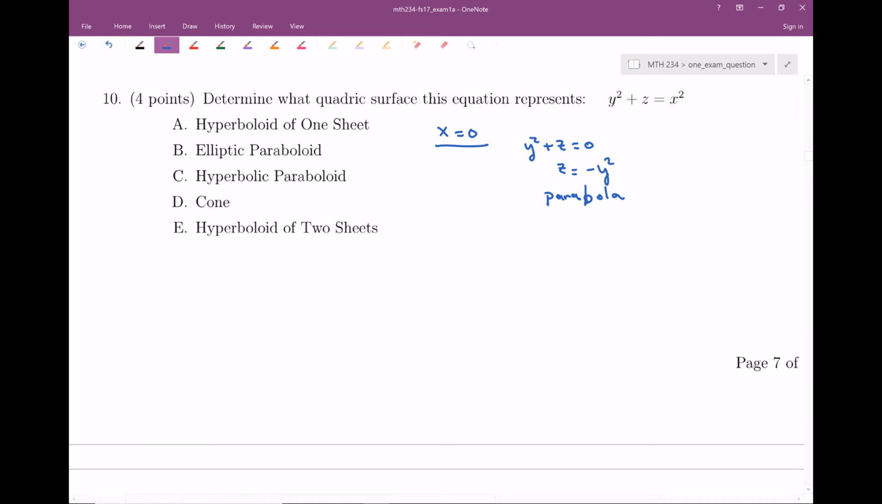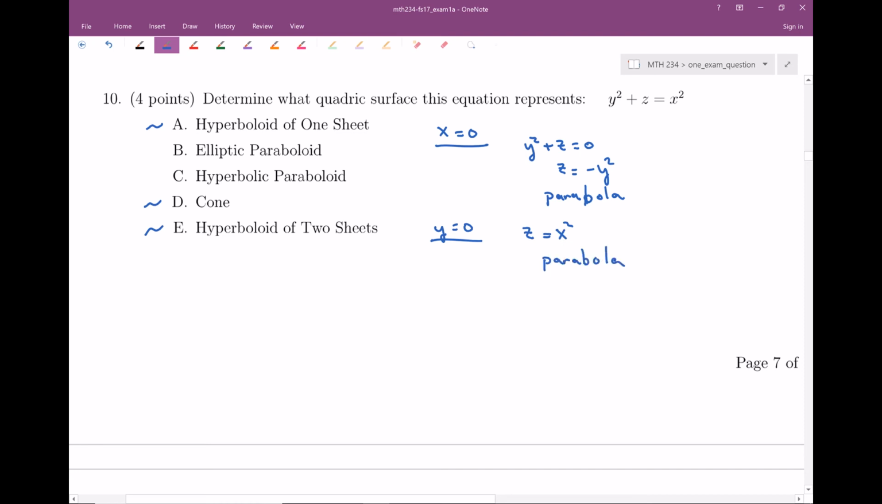All right, so I know I have at least one parabola. Already I'm thinking not a hyperboloid of one sheet, not a cone, not a hyperboloid of two sheets, because these don't have any parabolas in them. So I've eliminated it down to an elliptical paraboloid or a hyperbolic paraboloid. Let's see for my next one, if I chose y equals 0. If y equals 0, I'm going to have z is equal to x squared. So z is equal to x squared, which is again another parabola.